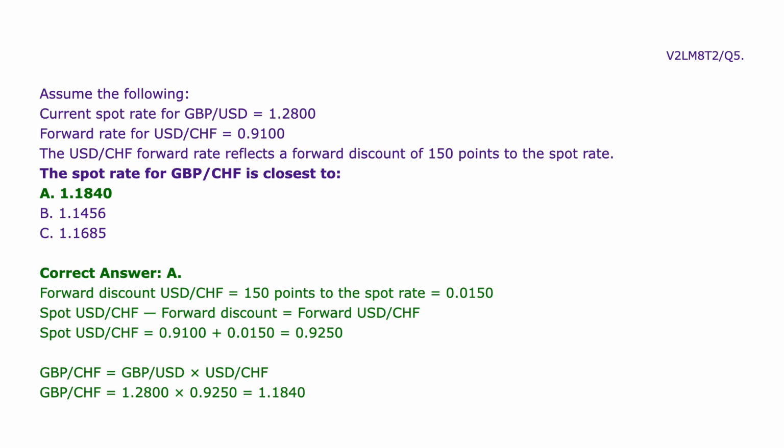The USD/CHF forward rate given, 0.9100, already includes a discount of 150 points. You must add back the discount, 0.0150, to find the spot USD/CHF equals 0.9250. Once the correct spot USD/CHF is determined, multiply GBP/USD 1.2800 times USD/CHF 0.9250 to get GBP/CHF equals 1.1840.